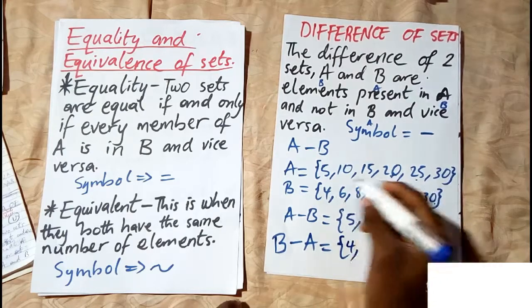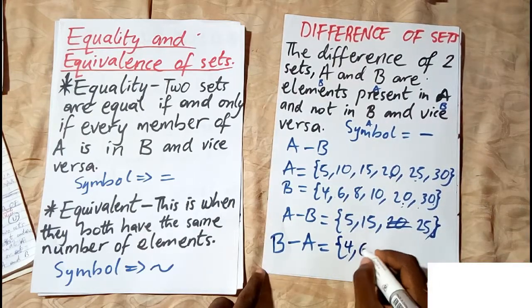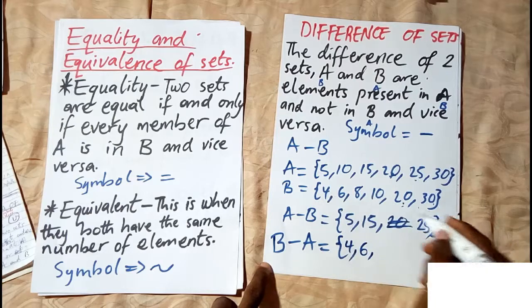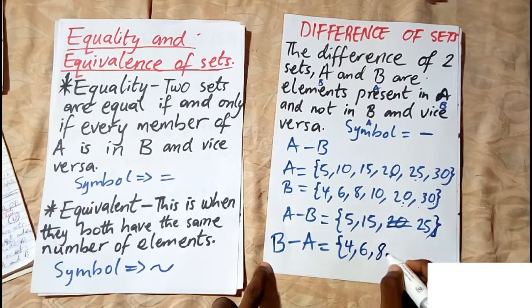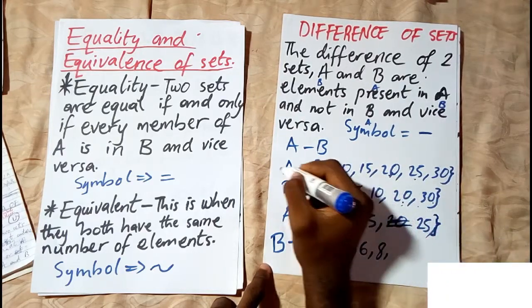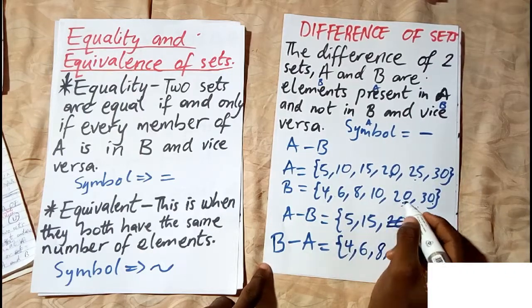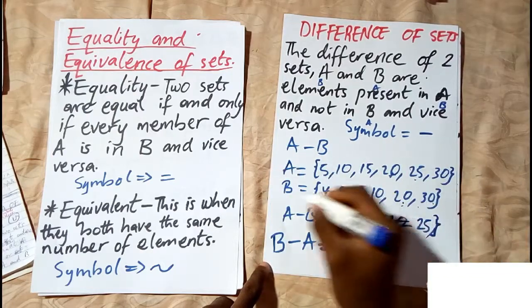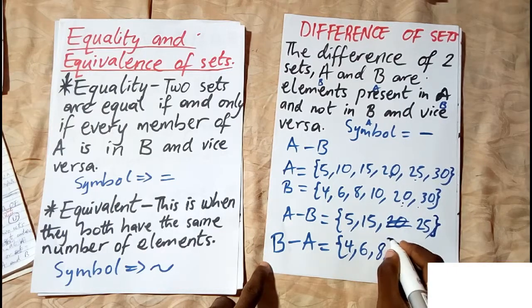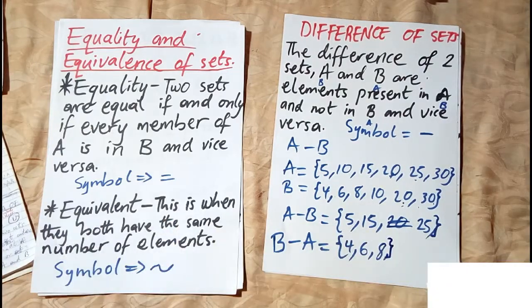6 is in B but we can't find 6 in A, so 6 also goes in. 8 is in B but not in A, so 8 goes in. 10 is in B and in A, so 10 is out. 20 is here and here, out. 30 here and here, out. So that's the difference of two sets. The difference of set A and B is elements present in A and not in B. The difference of set B and A is elements present in B and not in A.